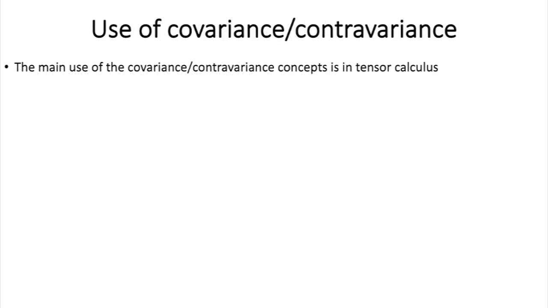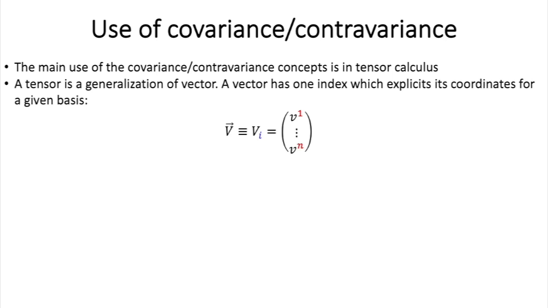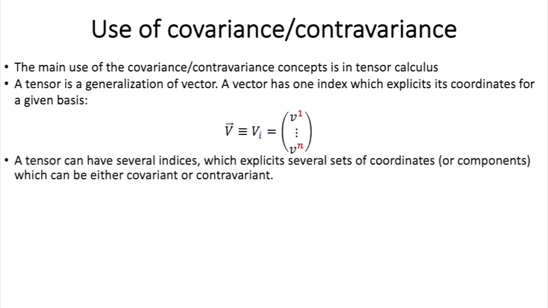Now, the main use of covariance or contravariance concepts is in tensor calculus. A tensor is a generalization of a vector. A vector has one index, which explicits its coordinates for a given basis, like this, for instance. A tensor can have more indices and therefore several sets of coordinates or components, whatever you call them, which can be either covariant or contravariant.